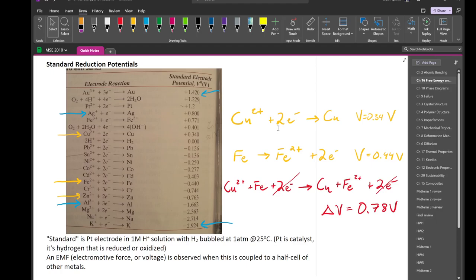I'll provide that information. What's the conversion between Celsius and Kelvin? You add 273. So Kelvin goes to zero at zero, but Celsius can have negative numbers. So therefore, whatever your Celsius number is, you have to add 273 to it to get Kelvin.